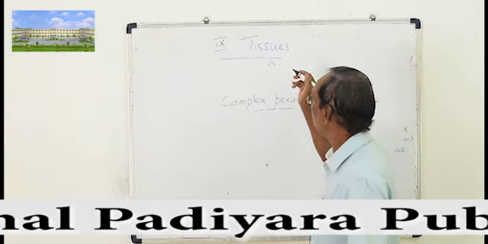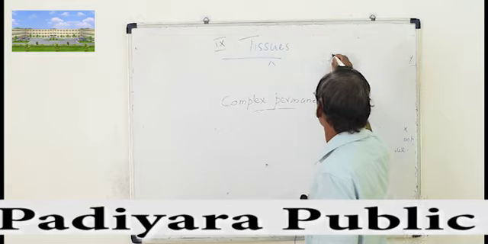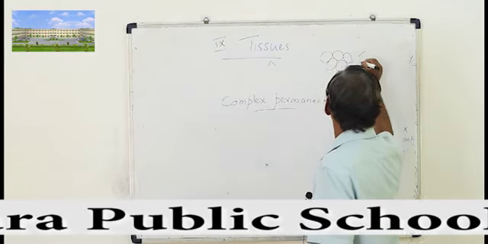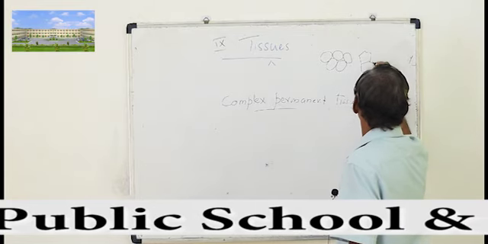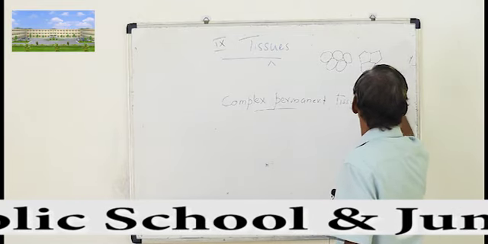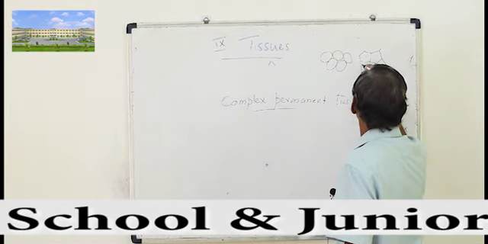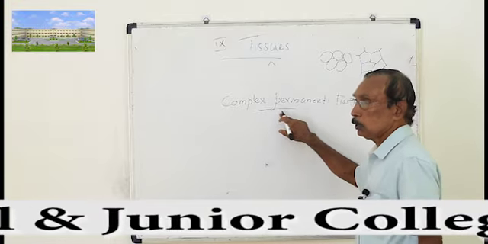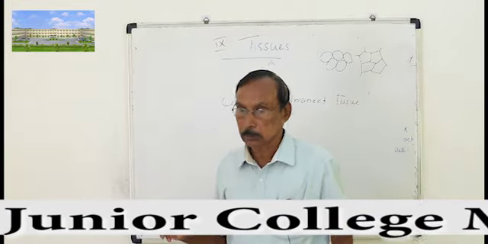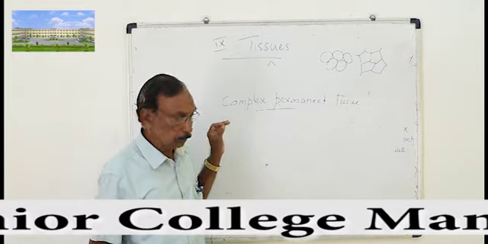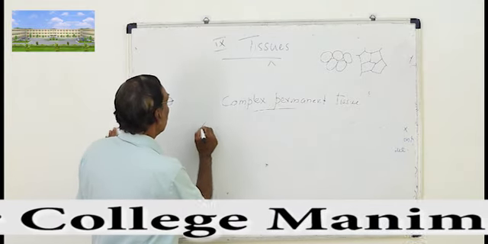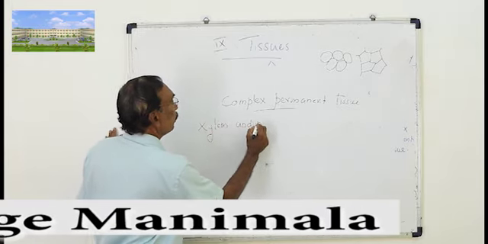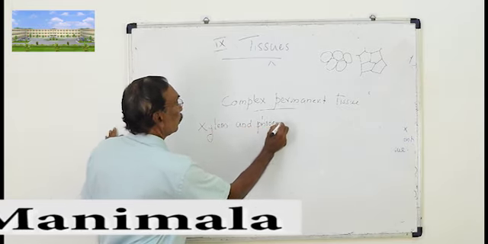You studied that parenchyma is made up of only one type of cell. All the cells will be alike. Parenchyma can be with space or without space. But complex permanent tissue is made up of more than one type of cell. You already know two important examples, xylem and phloem. These are examples of complex permanent tissue.